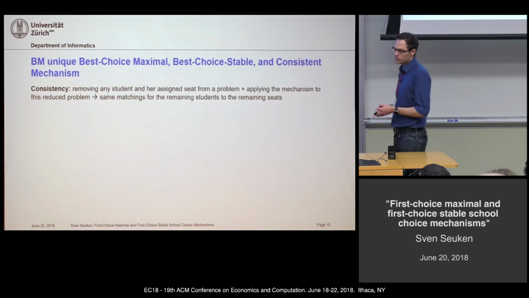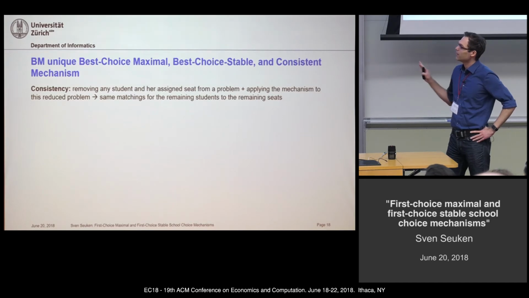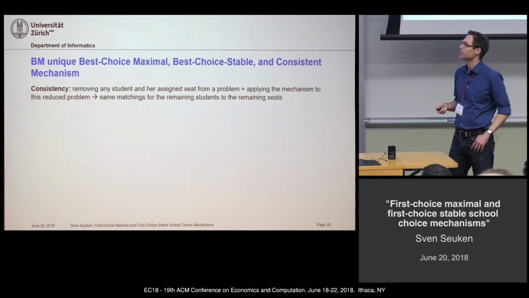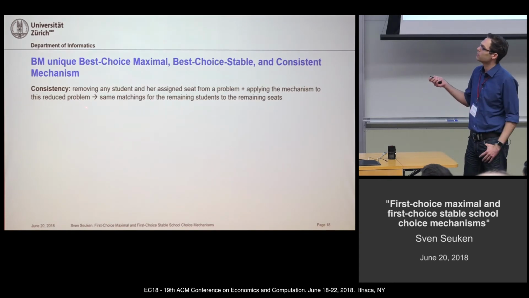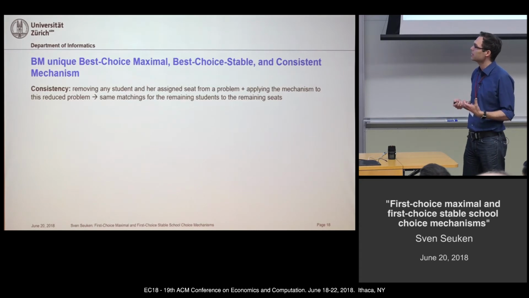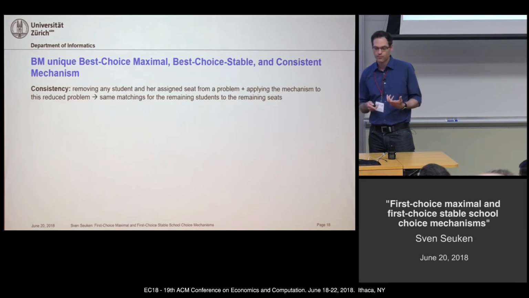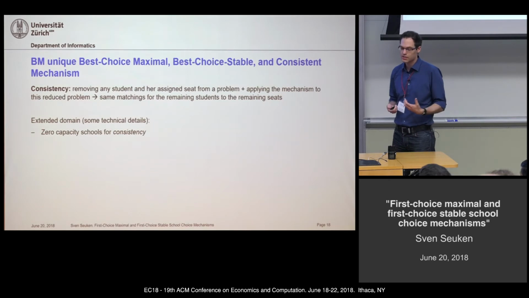Okay, so let me give you one more result and then I'll conclude. The final result is that the Boston mechanism takes this elevated position in this class of mechanisms that we discussed. For this, we define this additional property, which we call consistency. Previous work called it this way, which requires that if you remove any student and her assigned seat from a problem, and then you apply the mechanism again, then the remaining students are matched to the same seats as before.